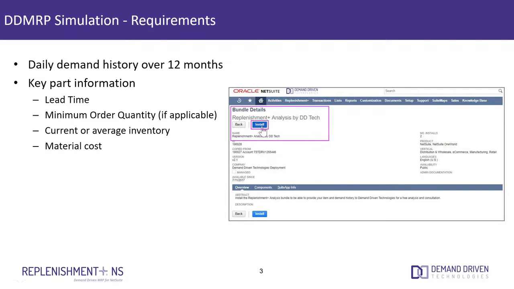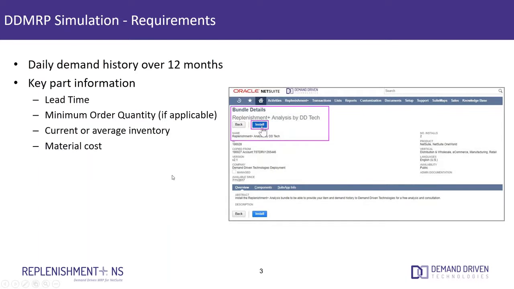So it's very easy. If you're a new NetSuite user and you haven't been on NetSuite for a year yet, and you don't have daily demand history for that long, we can also just send you the spreadsheet and accomplish the same thing in that manner. We take the daily demand history over 12 months, key part information from your item master, so lead time, MOQs if you have them, current or average inventory so we can compare our results versus what you're currently doing. And then we also take the cost so we can put everything in terms of value.